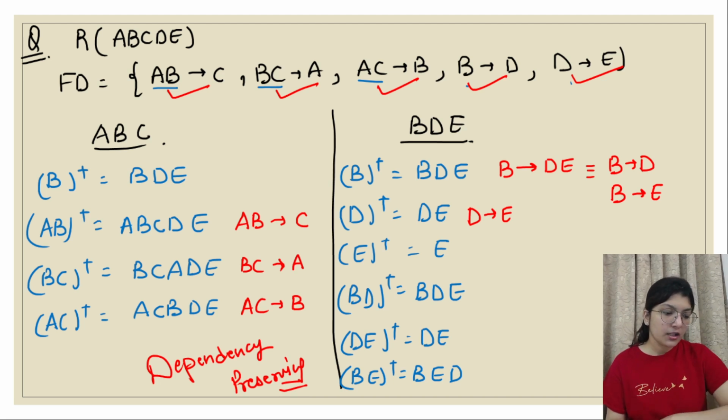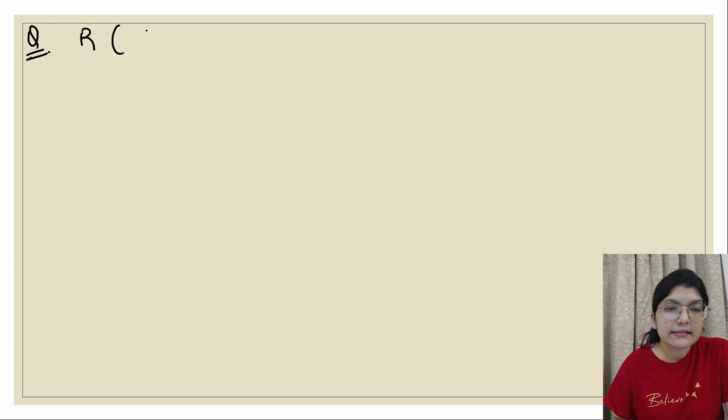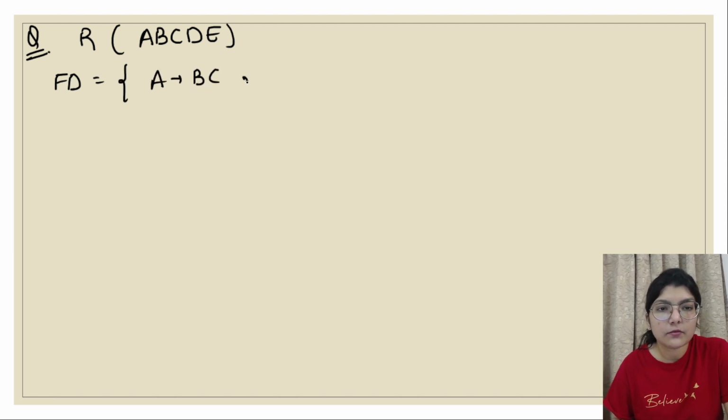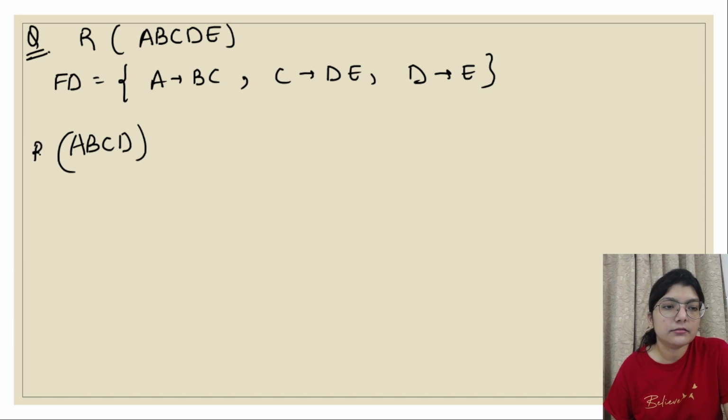So if I give you one question, the question is: you have the relation R(A, B, C, D, E), and the functional dependencies given are A to B, C, and C to D, E, and D to E. It is decomposed into A, B, C, D, which is your R1, and your R2 is DE.